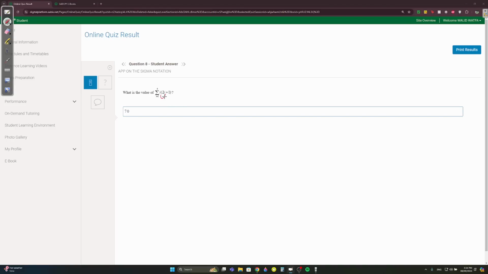You distribute the i, right? So it becomes sigma of 2i squared plus i, up until 4. Oh my god, what is this handwriting? Sigma up until 4. Okay, so you split this up into sigma 2i squared plus sigma i up until 4. Take the 2 out: 2 sigma i squared plus sigma i up until 4.